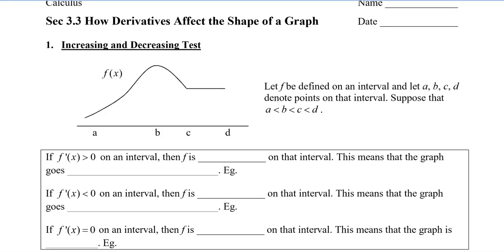So to start, let's take a look at this graph here where we have a function f, and we have the points a, b, c, and d on that interval, where a is less than b, which is less than c, which is less than d. So I'm going to mark these points on this graph here. If f prime of x is greater than 0, remember that f prime is another way to say our slope. So if our slope is greater than 0 on an interval, then f is increasing on that interval. So this means that the graph goes up from the left to the right. Now on our graph, this would be from point A to point B.